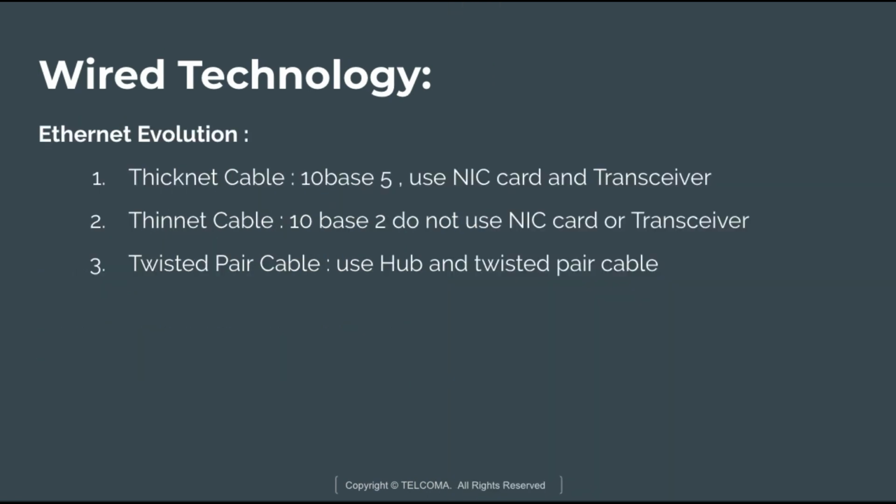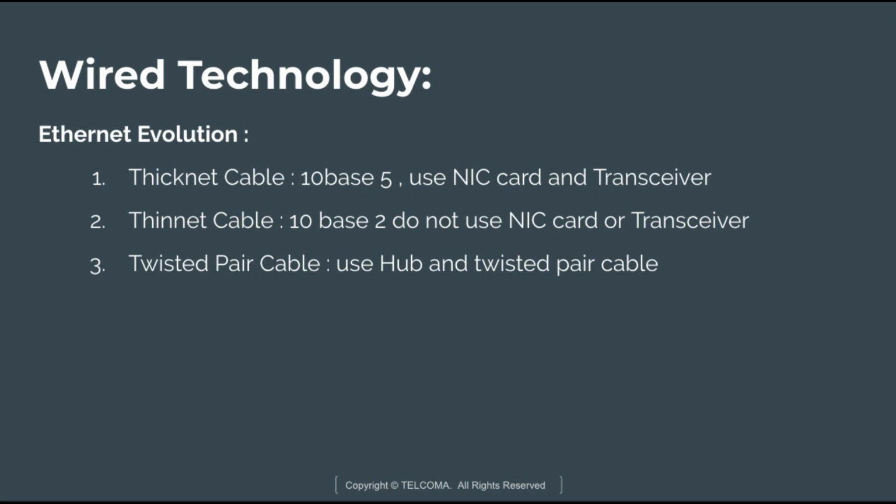Next is Ethernet evolution. The Ethernet evolution starts with thicknet cable and goes up to twisted pair cable. The thicknet cable is identified as 10BASE5 and it used a NIC card and transceiver. Here a physical cable known as the attachment unit interface, AUI, connected a transceiver to the NIC in a computer. Another one is thinnet cable, identified as 10BASE2, and it does not use a separate transceiver. Here the thinnet integrates a transceiver directly on the network interface card and runs a coaxial cable from one computer to another computer.